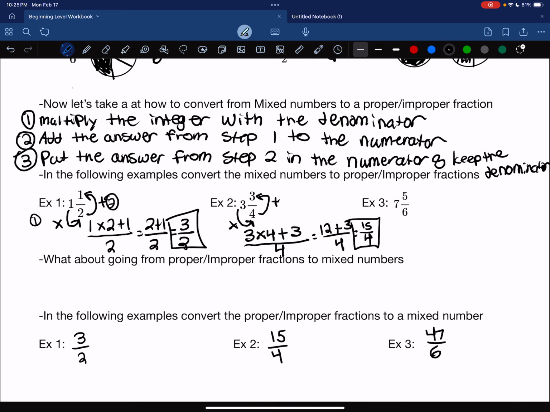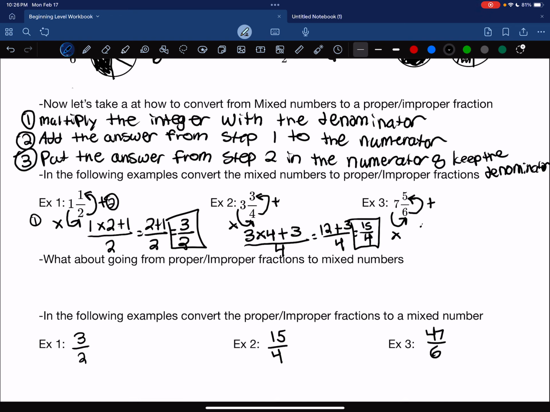And that is our answer. And then lastly, taking a look at example 3, I encourage you to pause the video and try it on your own. Now let's work through it together. We have 7 times 6. And then from that answer, whatever we get for 7 times 6, we're going to add 5.